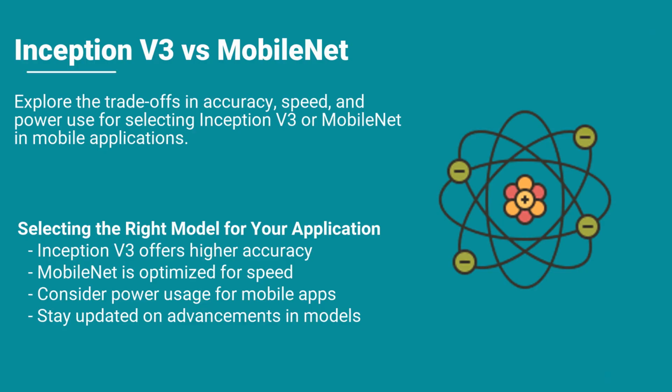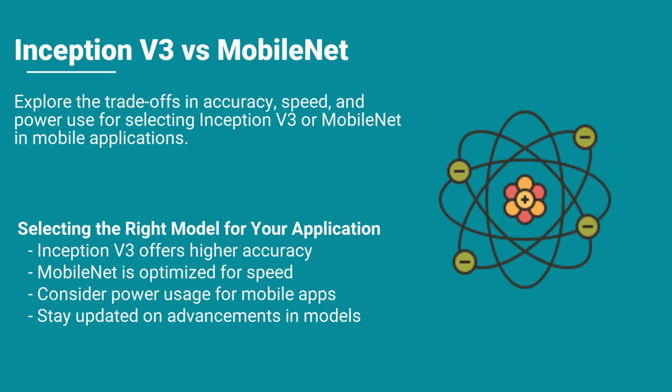Ultimately, the choice between Inception v3 and Mobilenet for mobile applications comes down to your specific needs. If you want the highest accuracy in your classification tasks and are willing to pay the price in terms of speed and resource usage, Inception v3 is the model for you. However, if your application demands quicker responses and uses less power, Mobilenet should undoubtedly be your pick.